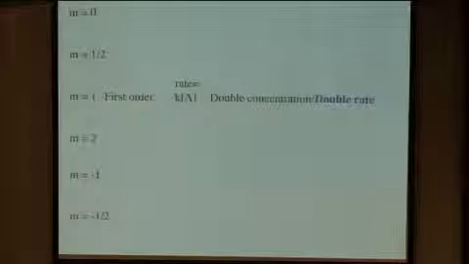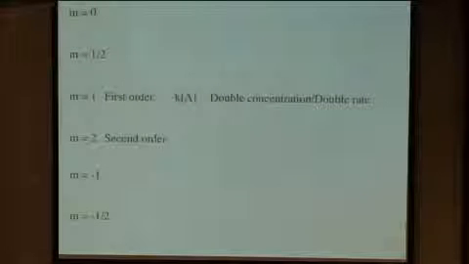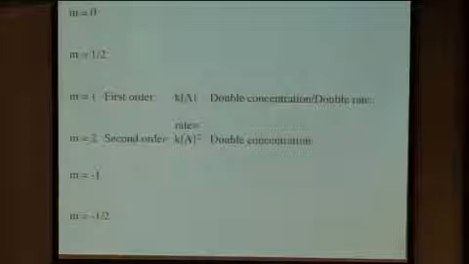So now let's think about m equals 2. See on your handout that that's called second order. Again, these names make sense. The rate law for this would be k times the concentration of A squared, so m equals 2, and that's shown over here. If you double the concentration of A, what would happen?